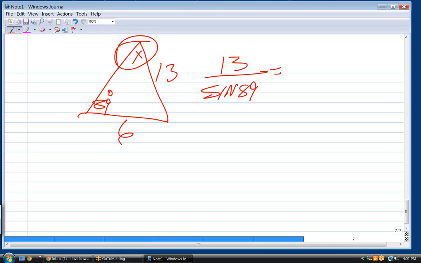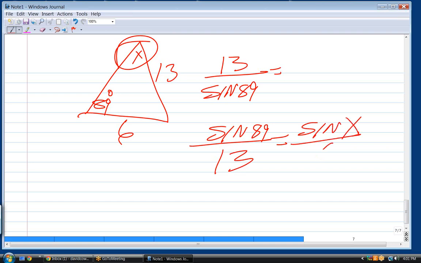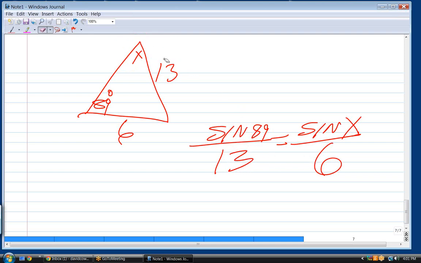Okay, so it'd be the sine of 89 over 13, and then equals sine of x over 6. There you go. In other words, you can switch it as long as you keep it the same in your equation. You can't switch one side of the equation without switching the other. So you always need the angle either on top or bottom and the side on top or bottom, but it has to be consistent for that triangle.